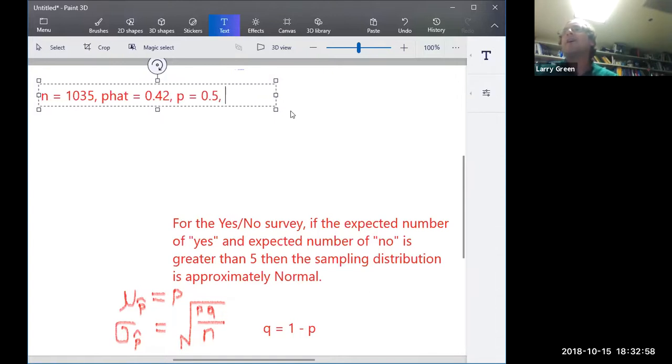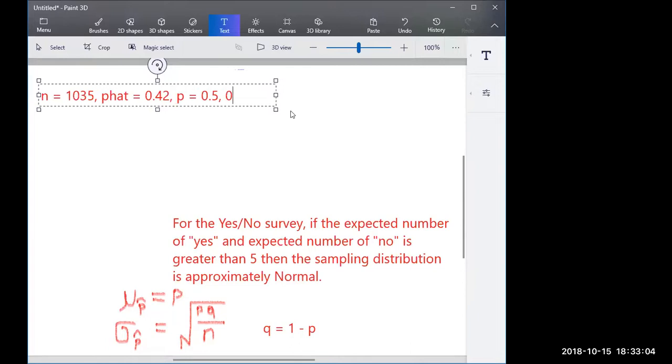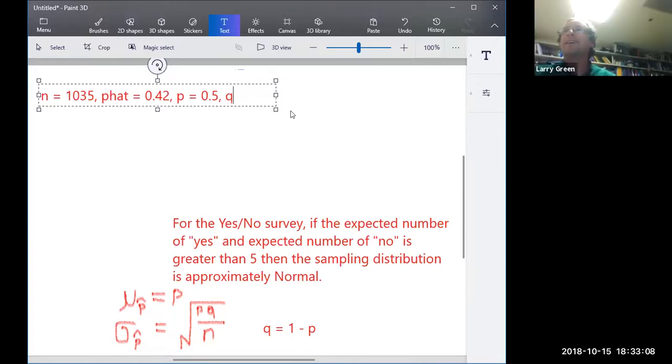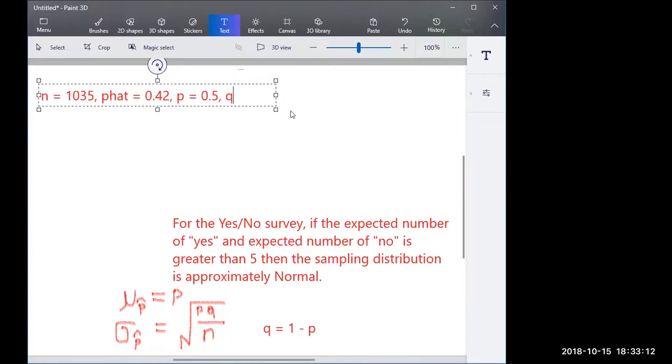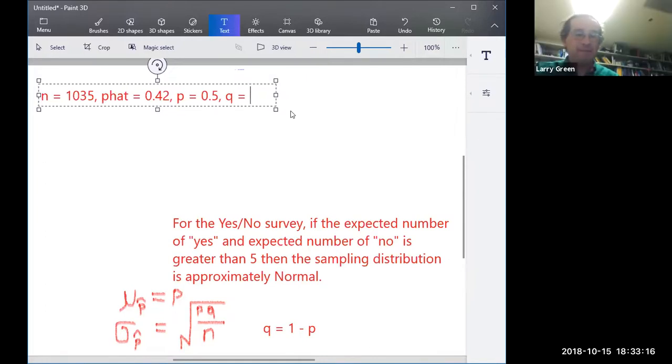I'm hoping you can all tell me what Q is right away if we know P is 0.5. Q is 1 minus P. It's 0.5. 1 minus 0.5 is 0.5. If 50% say yes, 50% say no. Does that make sense? That won't always be true; we're not always going to have 50-50. Sometimes we'll have 80-20 or whatever. But in this example, we have 50-50. Any questions so far?